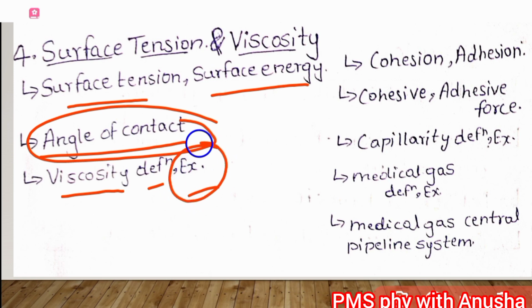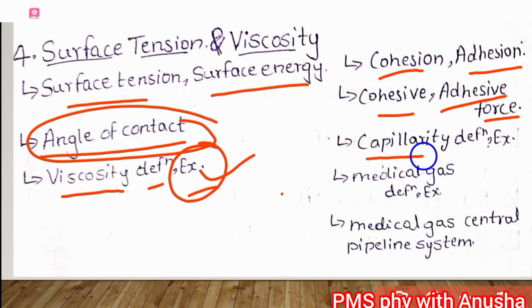Minimum 2 examples you have to mention here. Cohesion and adhesion, their definition and example. Cohesive force and adhesive force, their definition and with examples. Capillarity, their definition and example.